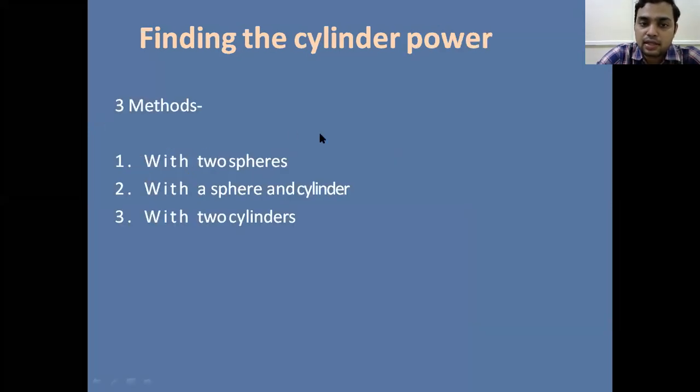There are 3 methods. The first one is with 2 spheres, we can find the cylindrical power. Or with a sphere and cylinder we can find the cylindrical power, or with 2 cylinders also we can find the cylindrical power. There are 3 methods of finding the cylindrical power of the patient.